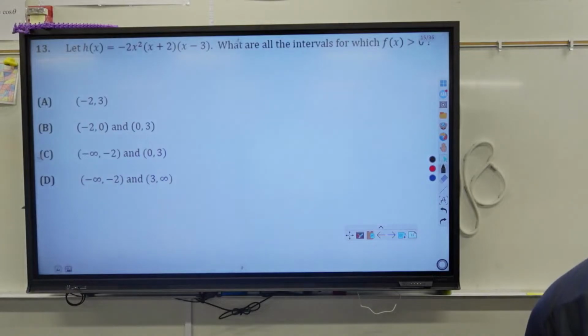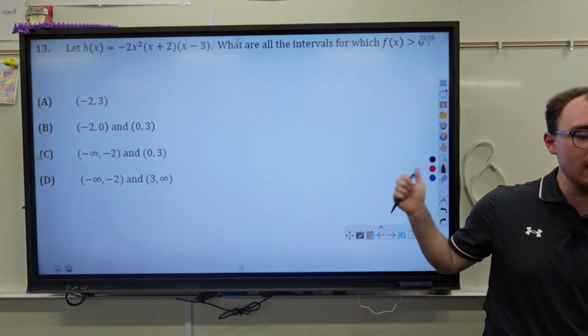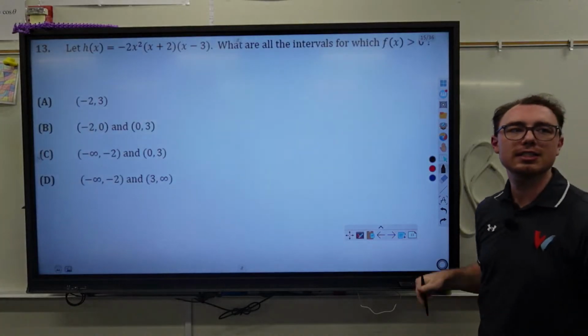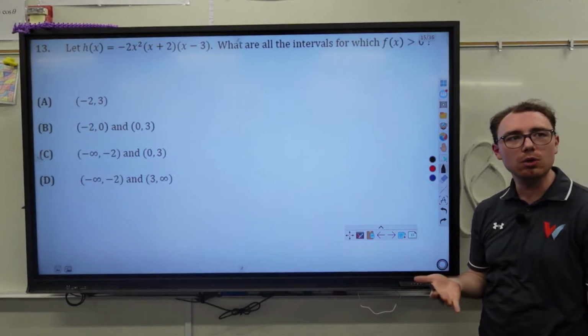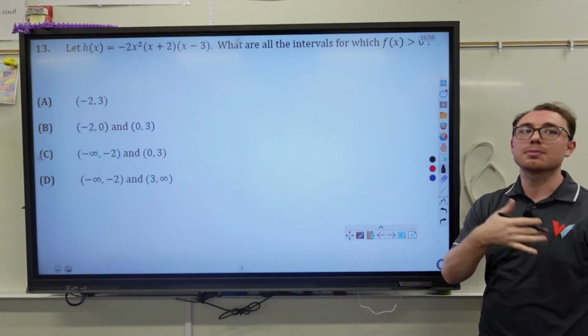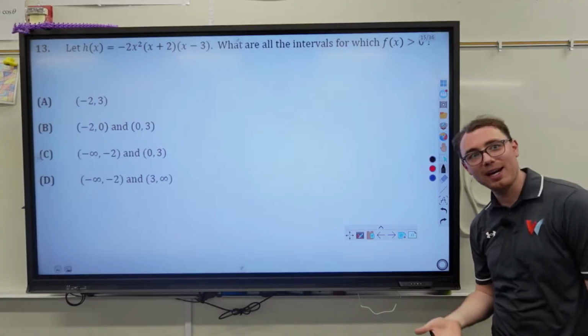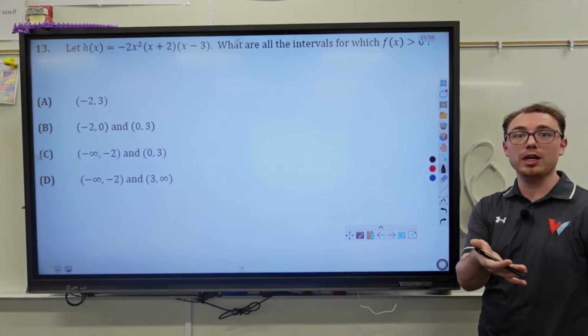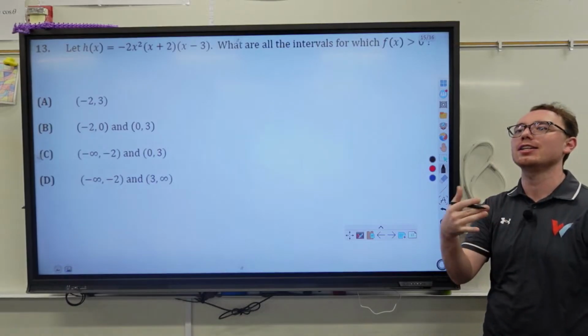Looking at 13 now. For 13 itself, we're going to let h of x equal negative 2x squared times x plus 2 times x minus 3. What are all the intervals for which f of x is greater than 0?